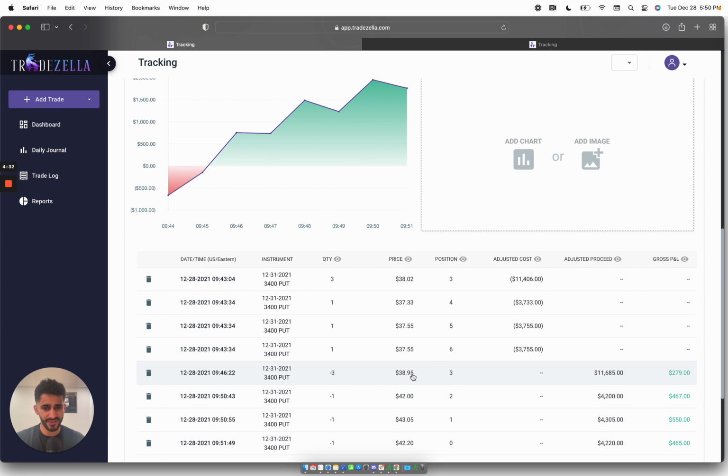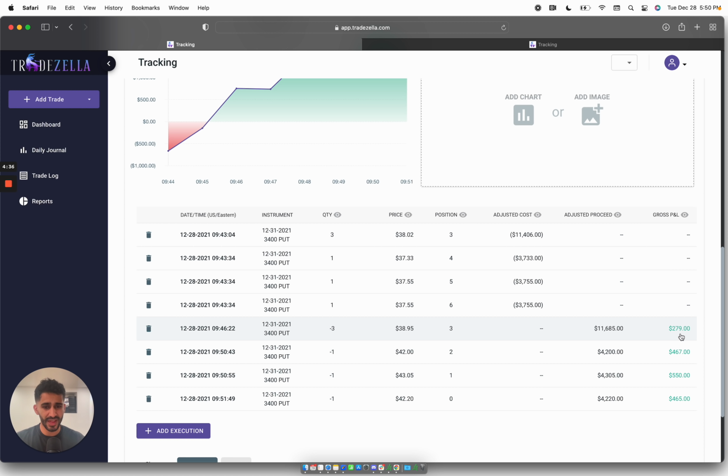You guys can see I got filled around $38.95, made about $279 on that trade itself, when in reality, I should have been around $42. So I left about another $1,500 on the trade here just because of this stupid order mistake, right?